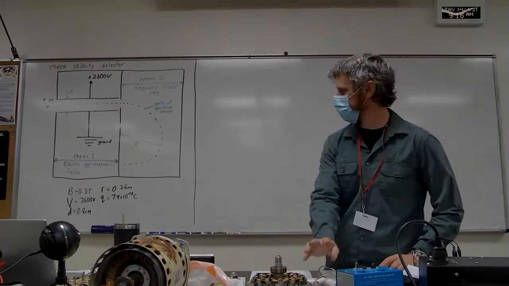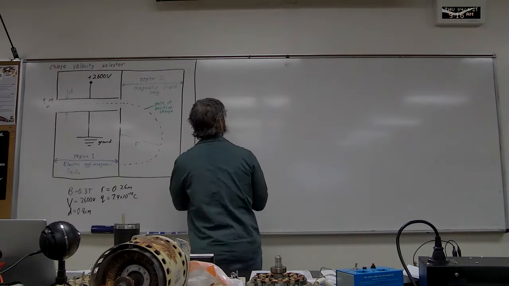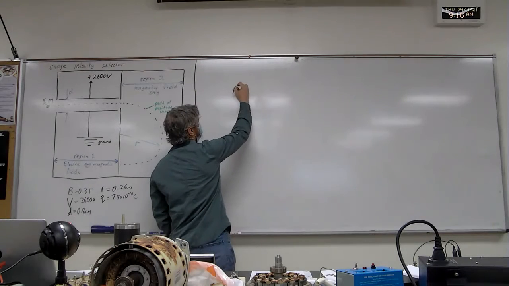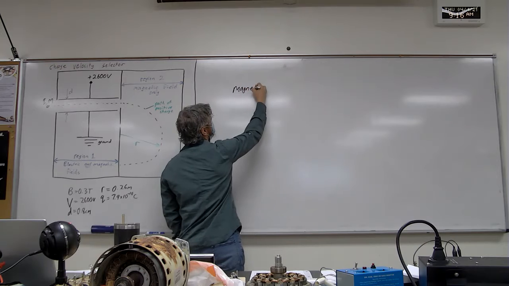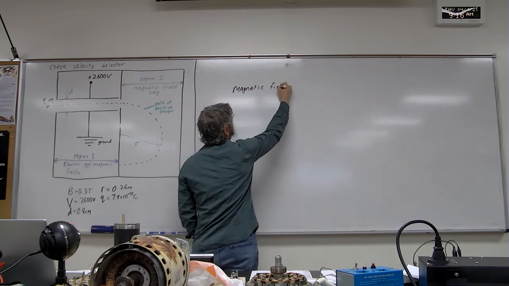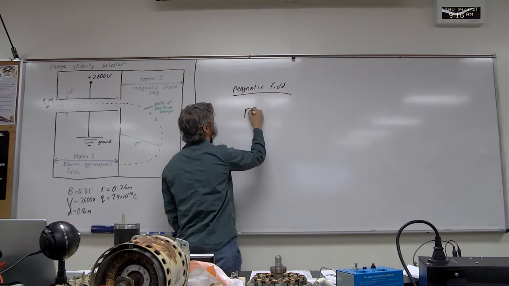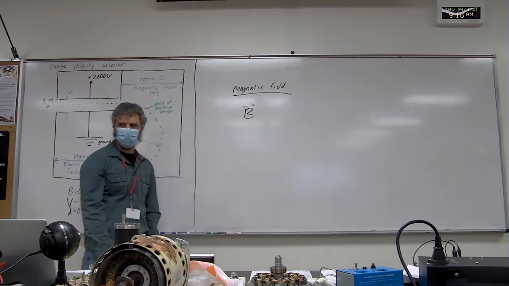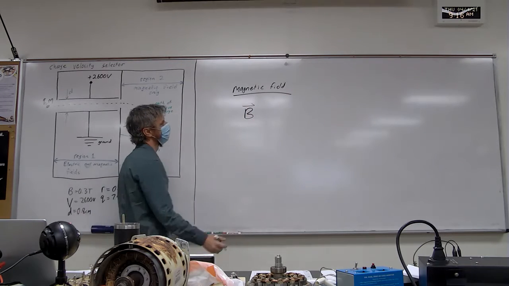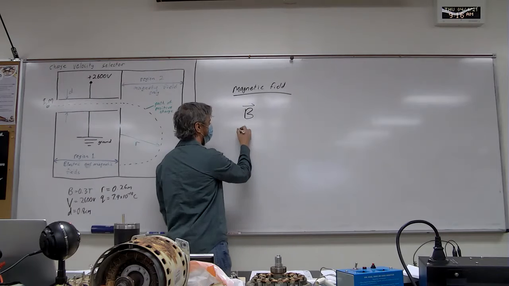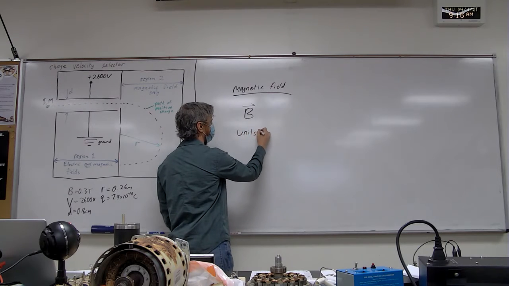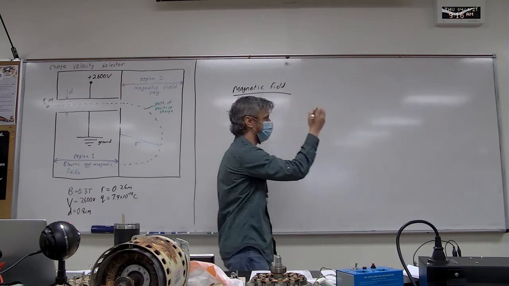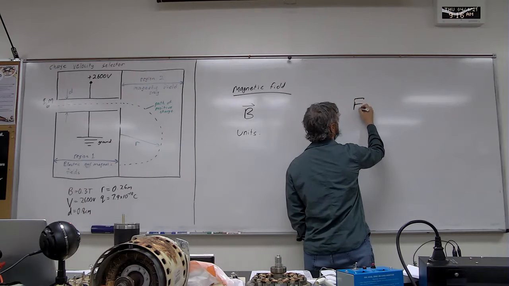First of all, something I haven't talked about, magnetic field. Well, I have talked about that. The magnetic field, the symbol, capital B, obviously because magnetic starts with the letter B. The units, we can use our equation for magnetic force on a charge.